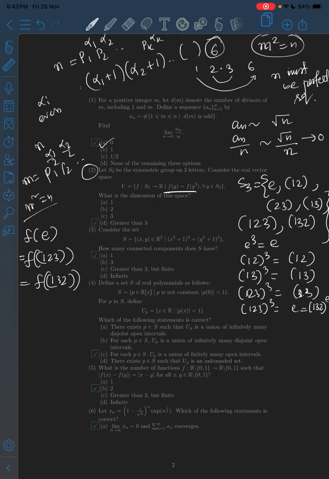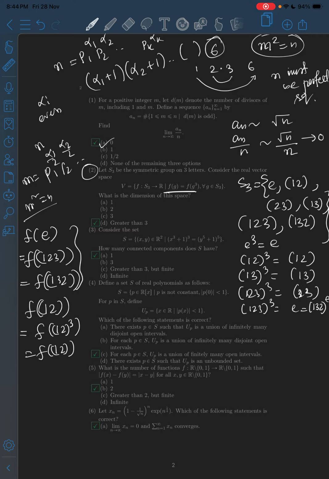So these 3 things are fixed, but you can define f of the cycle (1 2) to be anything, because f(1 2) is the same as f((1 2) cube), which is the same as f(1 2), so there is no problem. Similarly f(1 3), similarly f(2 3). That means the dimension of this vector space must be 4, because for identity, (1 2 3) and (1 3 2), all of these are the same as where you send the identity element.